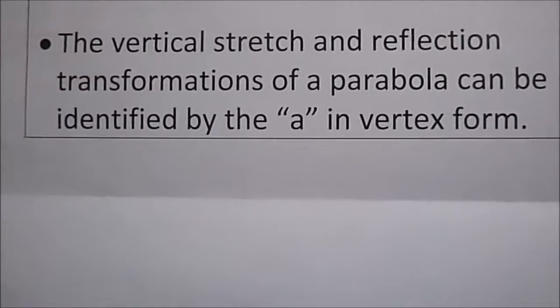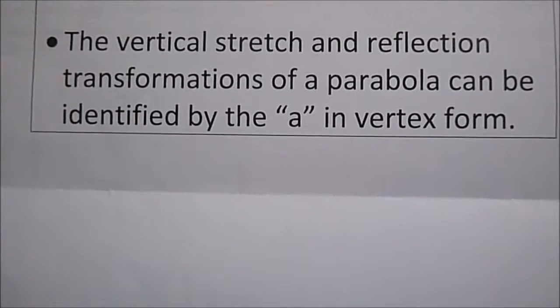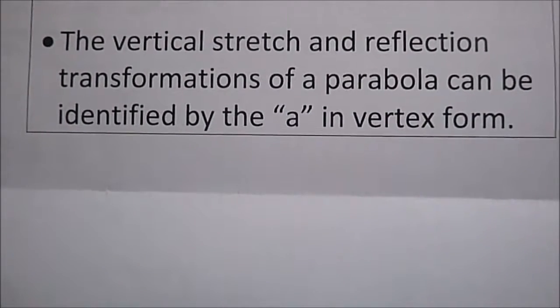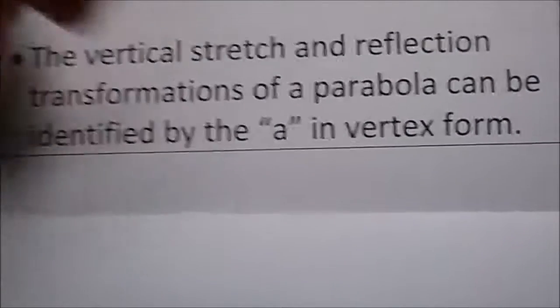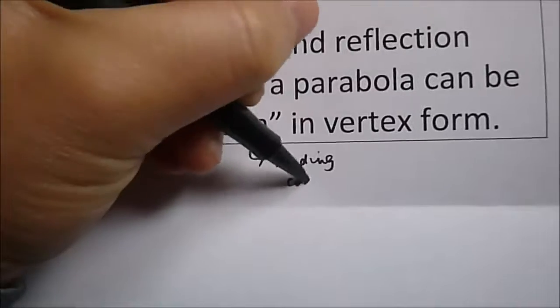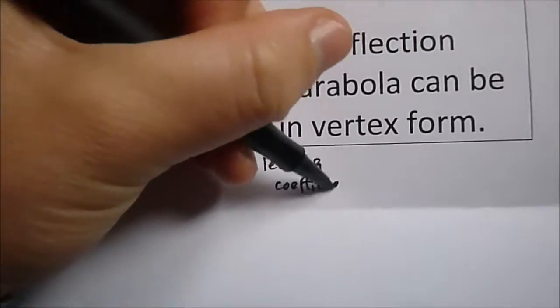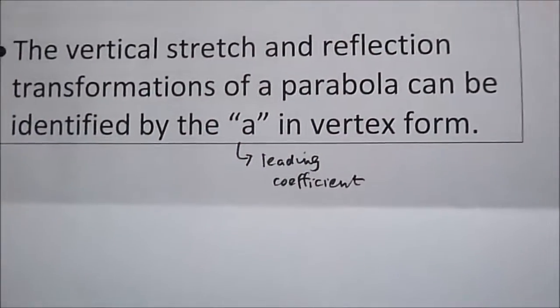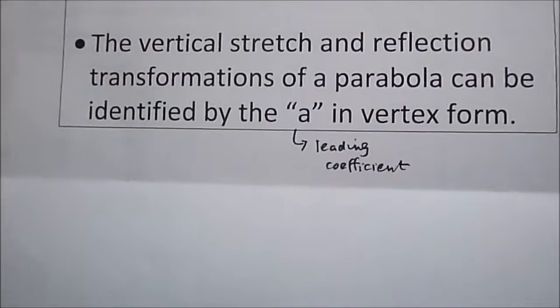That gives us our second key point. The vertical stretch and reflection transformations of a parabola can be identified by the a in vertex form. Remember that that a is the leading coefficient. Press pause and capture this in your notes.